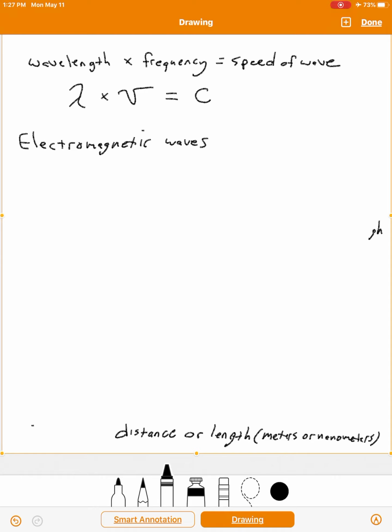Now, electromagnetic waves, interestingly enough, it doesn't matter what their frequency is or what their wavelength is. They all move at the same speed if they're in a vacuum. So in a vacuum, the speed of any electromagnetic wave is called the speed of light. Now, this is not true if they're not in a vacuum. Waves will slow down if they have to pass through matter. But in a vacuum, all types of electromagnetic waves move at what is called the speed of light.